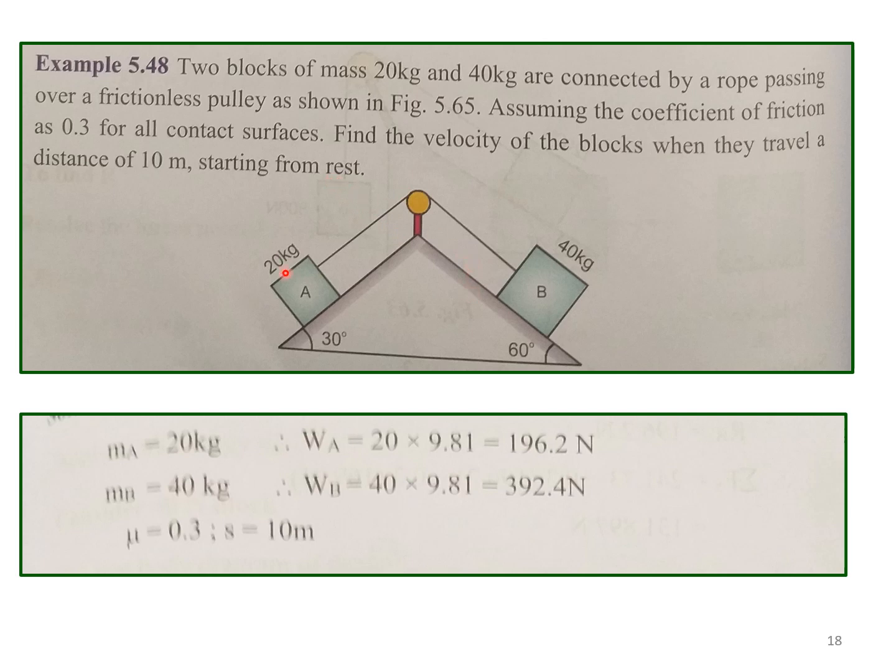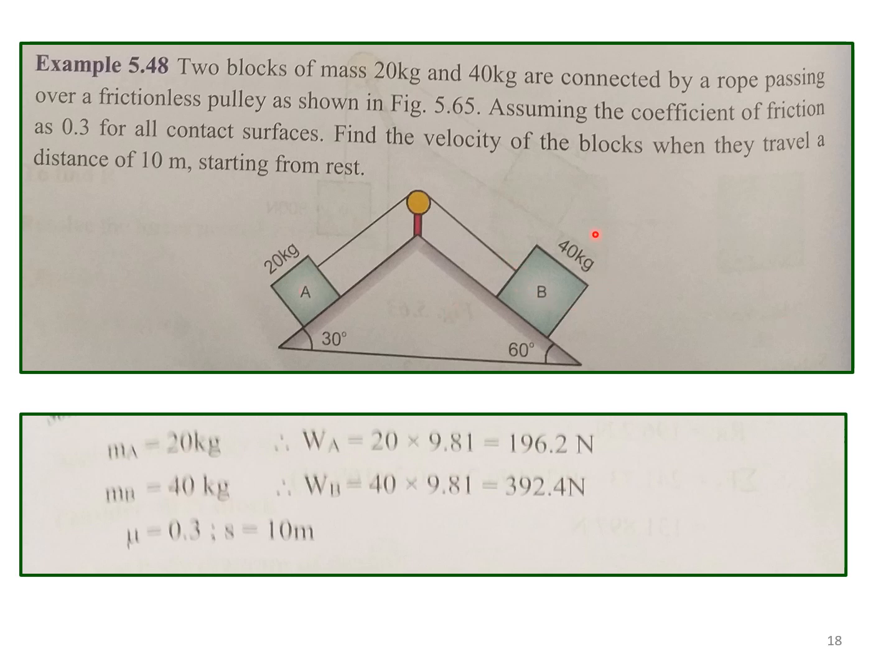Now the next problem is you have both the blocks resting on an inclined plane. One block is weighing 20 kg and another block is weighing 40 kg. The distance traveled is 10 meters, which is given. It is starting from rest, that is u is equal to 0. Coefficient of friction is 0.3, it is given. So for this you have to get the velocity of the block.